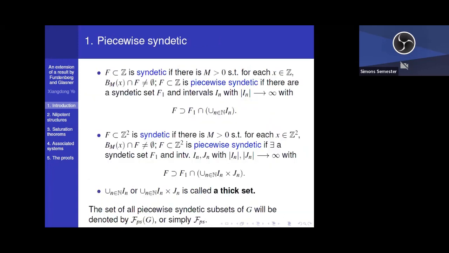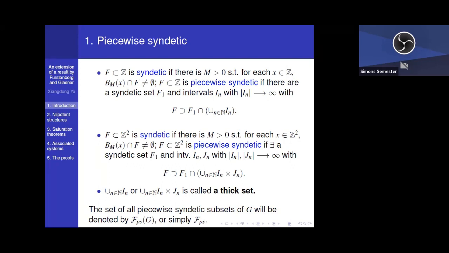So let me recall what piecewise syndetic is. If F is syndetic, it means that in a ball of fixed diameter, you can find a point in F. It's piecewise syndetic if there is a syndetic set F1 and intervals whose lengths go to infinity, such that F is the intersection of F1 with the union of these intervals. It's the same for Z^2. So you find at least one point in a ball of fixed diameter.